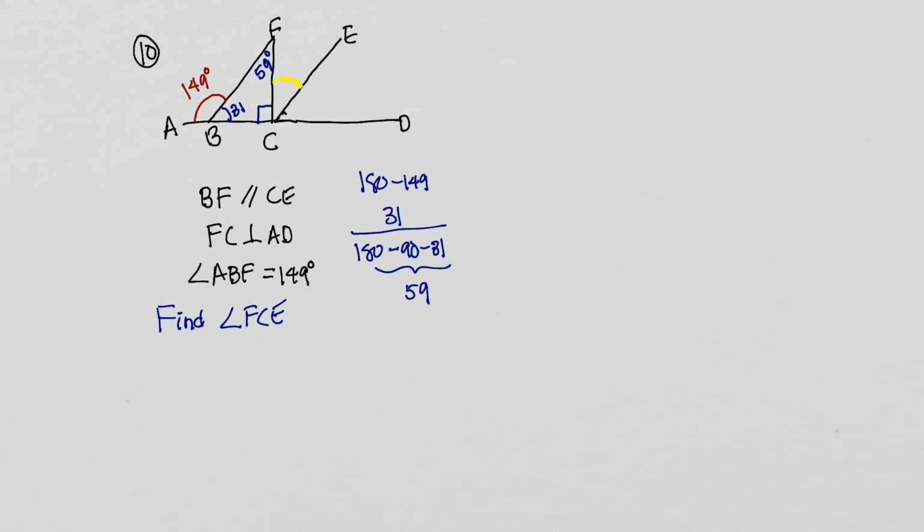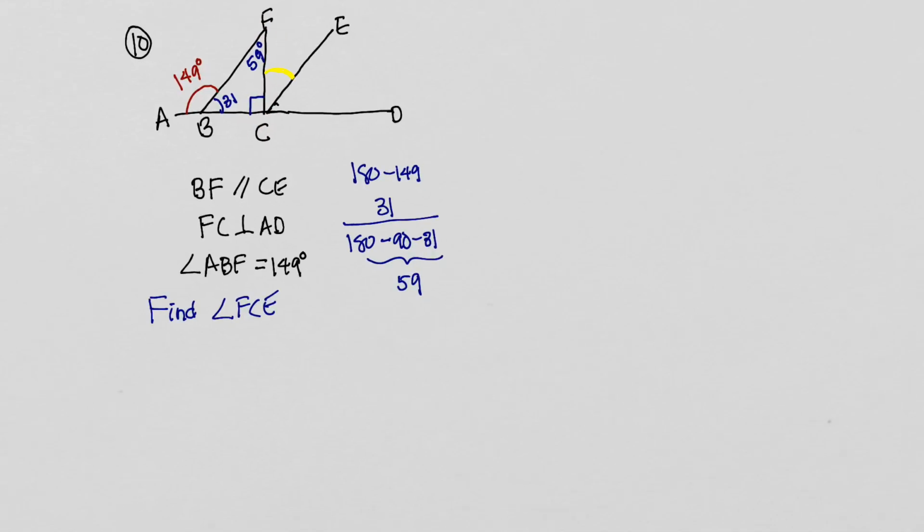And now look what we've got. This line here is parallel to this line, and here's a line that cuts through parallel lines, so it's a transversal. And we know that on a transversal, alternate angles are equal. This angle is alternate to that angle. They're on alternate sides, and they have equal measure. So we can now conclude that angle FCE, this one, has the same measure as that, which is 59 degrees.